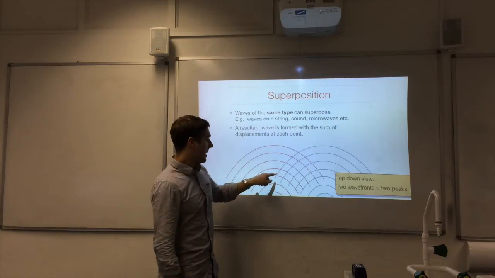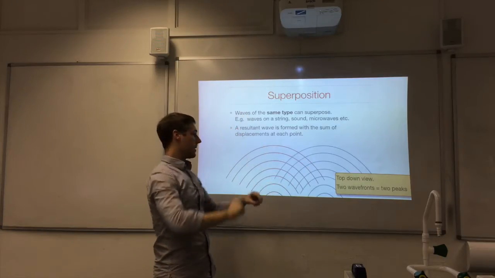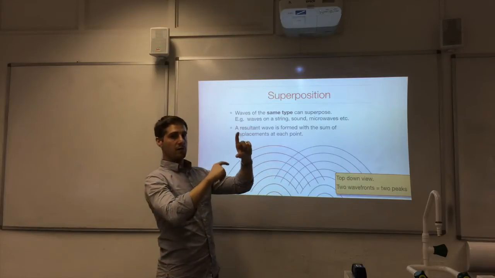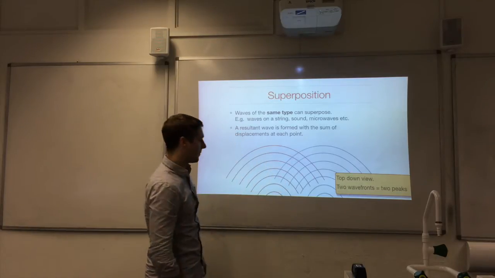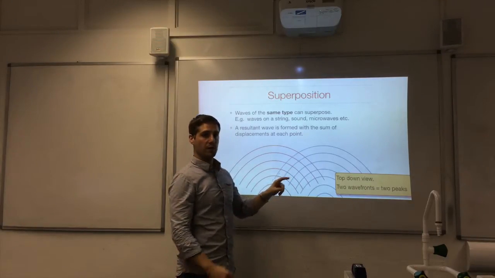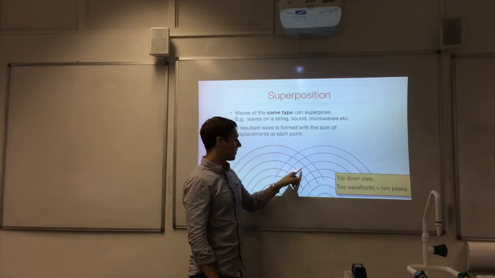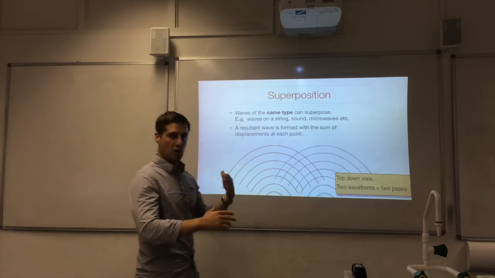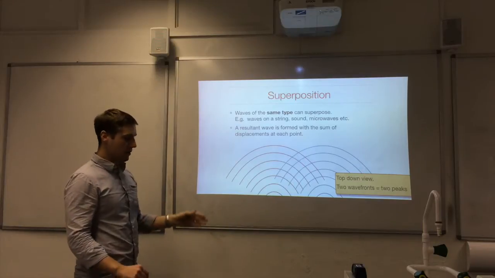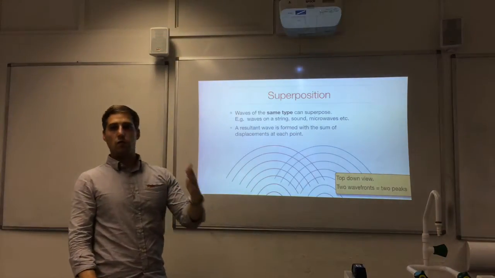So where the 2 peaks are, I've got a peak plus a peak, so I'll get a double peak. And where I have 2 troughs, I get a trough plus a trough, giving me a double trough. And then at these points here, this is a peak plus a trough. So a peak plus a trough gives me 0. And then peak plus trough, peak plus trough. So you can work out by looking at each of those points whether you have 2 peaks, or a peak and a trough, or 2 troughs.